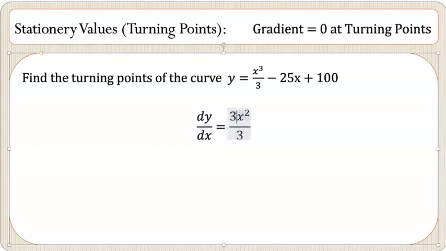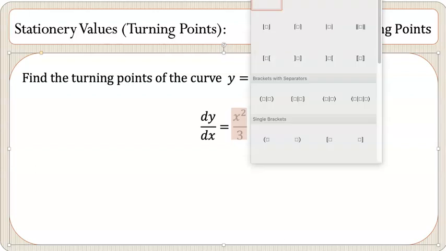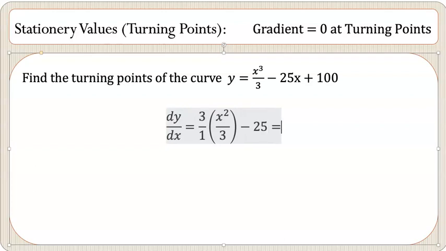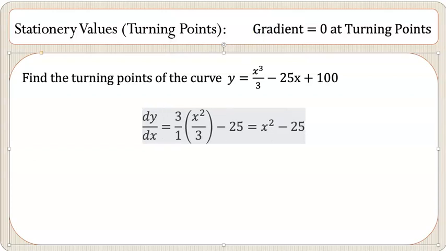Alright, if we do it the long way, I'm going to put 3 over 1 since it's a fraction. So bring down the 3 times and the power 3 minus 1, 2, so x squared over 3. Then we have minus 25. Alright, so 3 cancels 3, gives us x squared minus 25. So remember, the turning points are where the gradient is 0. So for the turning points, we're going to set x squared minus 25 equals 0.